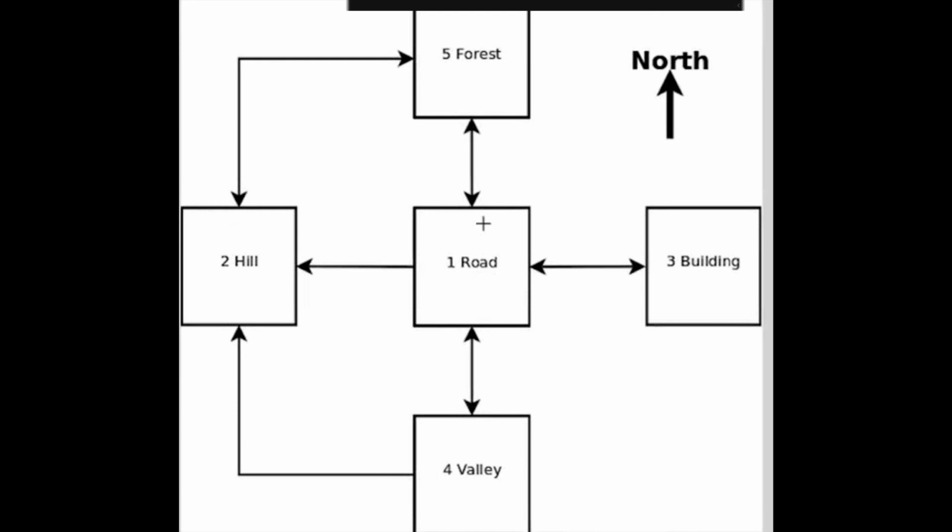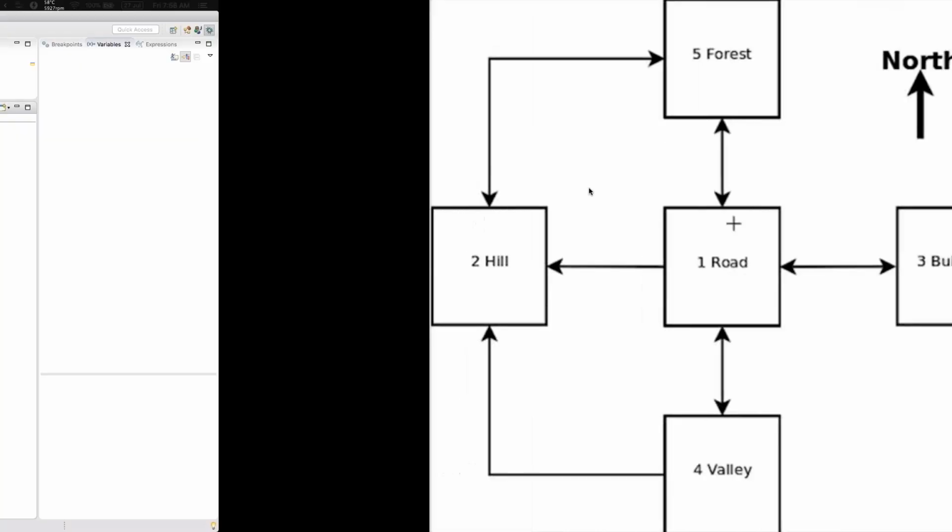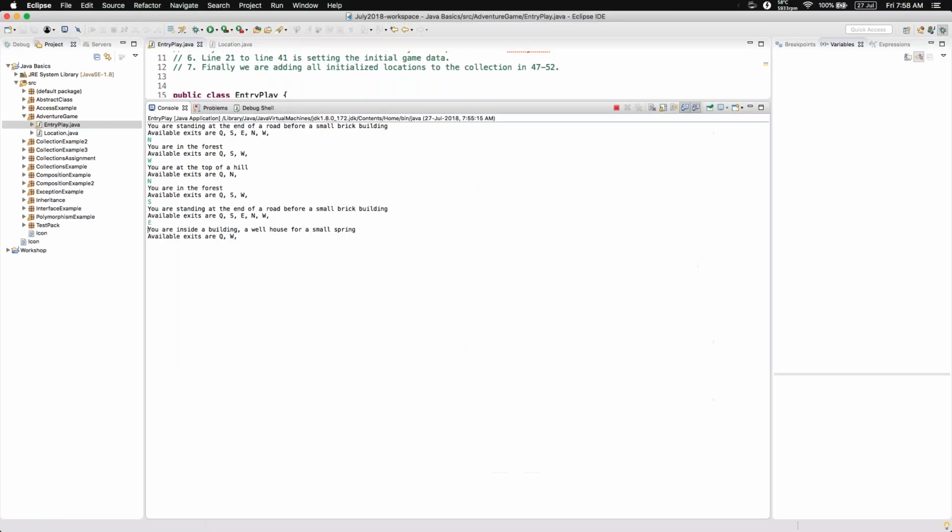But you can see that all I created was 3 collections: one for exits, one for the locations, and one for vocabulary. Using these 3 collections, I'm able to play the game, right? You can read through this. I've expanded it. Based on whatever we gave, it is giving us all this data.